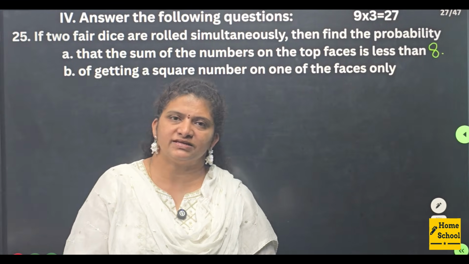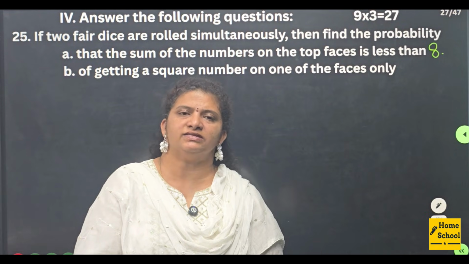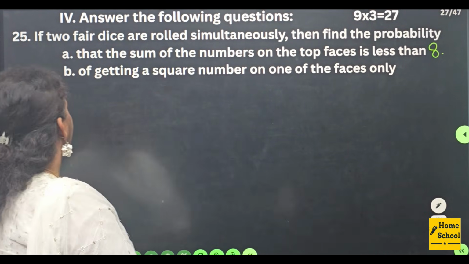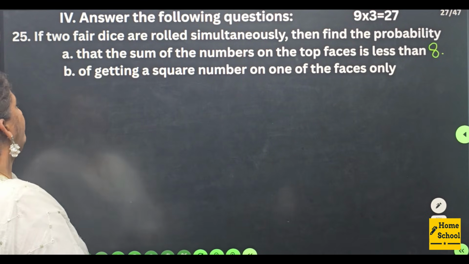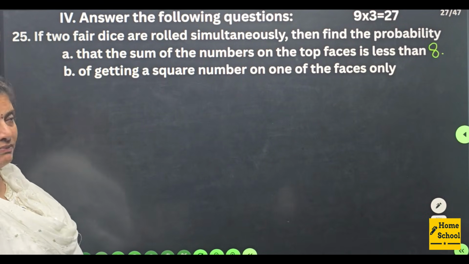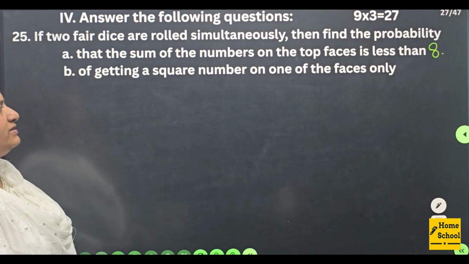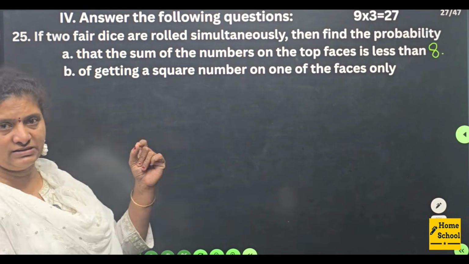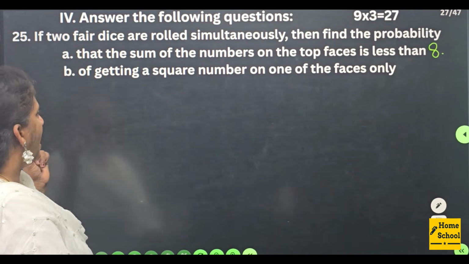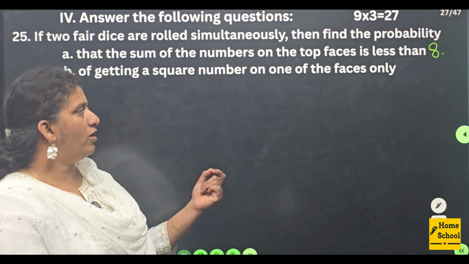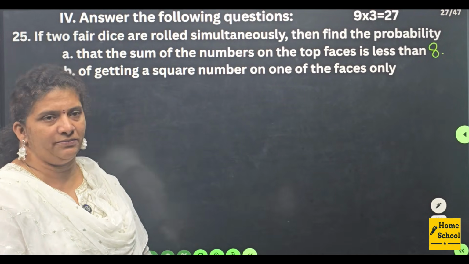With this, 3 mains are completed. 4th main, answer the following questions. 9 3-mark questions will be there. 25th one, if two fair dice are rolled simultaneously, then find the probability that the sum of the numbers on the top faces is less than 8. Another sub-question, what is the probability of getting a square number on one of the faces only?